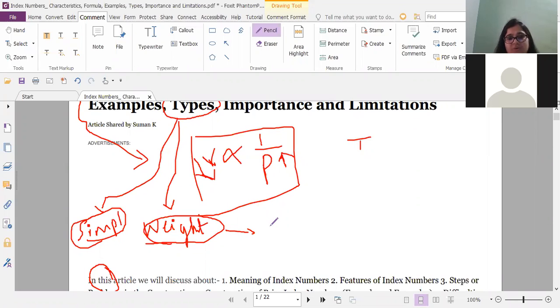So what do you mean by weighted average? It is actually the weightage given to each commodity which we are using while calculating the index number. So that is called the weighted average, right? These two types you need to keep in mind.